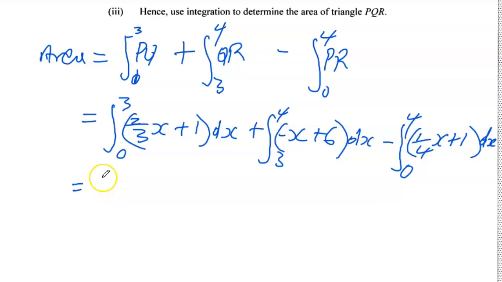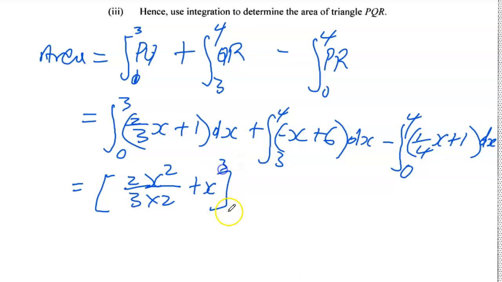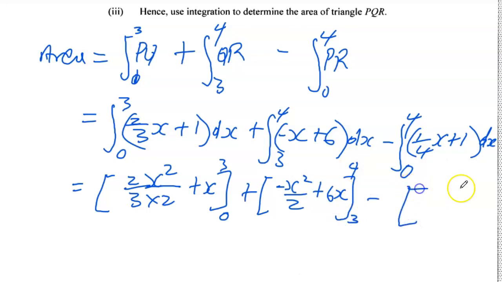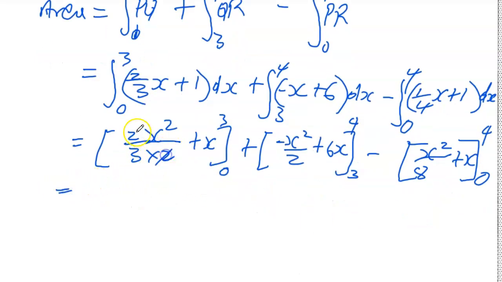Let's do the calculation. So integrate the first term 2/3 x, we get 2/3 x squared upon 2. Integrate 1, we get x, and that's between 3 and 0, plus integrate minus x, we get minus x squared upon 2. Integrate 6, we get 6x, and that's between 4 and 3. And the final integral, integrate a quarter x, we get x squared upon 8. Integrate 1, we get x, and that's between 4 and 0. Now we can make our substitutions. So this is x squared upon 3. So 3 squared, that's 9. 9 divided by 3, that's 3. Plus x, plus 3.